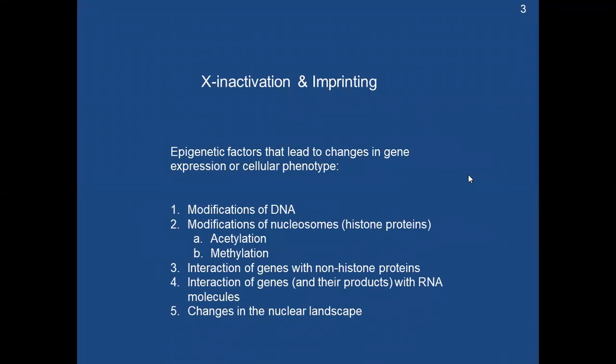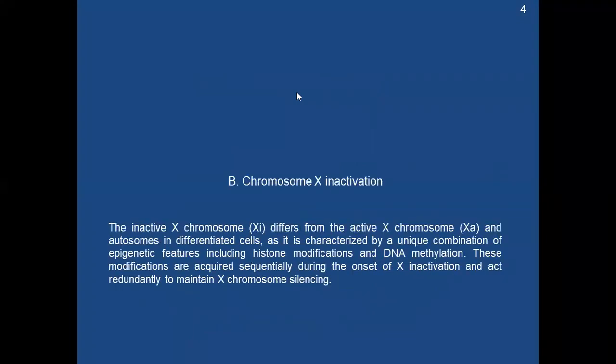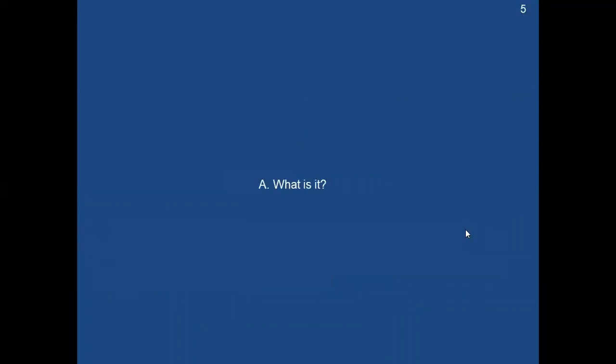So we are going to utilize DNA methylation, nucleosome modifications, interaction with non-histone proteins, interaction of genes with RNA, and changes in nuclear landscape when we cover X chromosome inactivation. All right, this is just a definition, and generally Xi means inactive X chromosome, Xa means active chromosome.